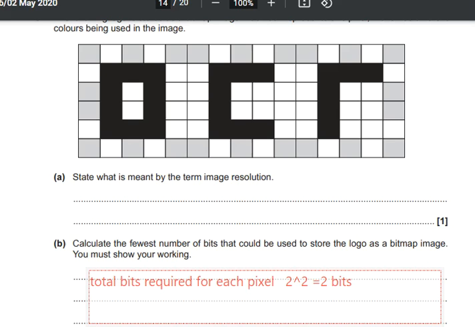So that will give us 4 combinations. Now for each pixel we require 2 bits, and there are a total of 90 pixels. So the total size of the file is 90 multiplied by 2, which is going to give us 180 bits required to store this image in the computer system using bitmap.